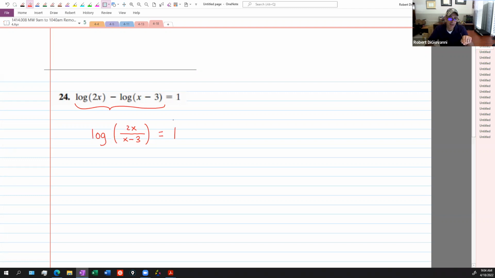However, the log that we have does not have a base written down here. When you see log and there's nothing there, what's the number again? If it's just log? 10. Good. We'll put it here just to remind ourselves. And then we do the loop. We're going to have 10 raised to the first power equals 2x over x minus 3. And 10 to the first power is just 10, equals 2x over x minus 3.